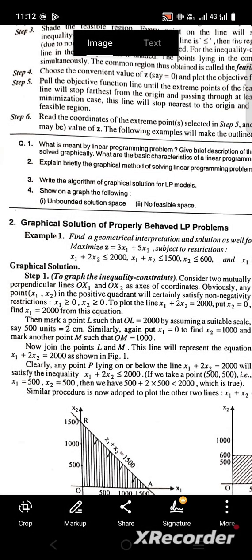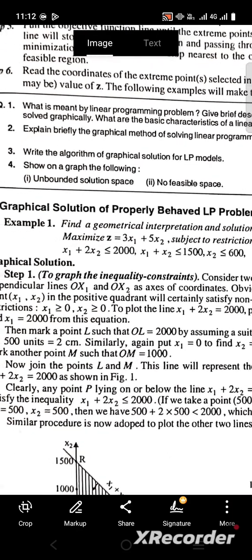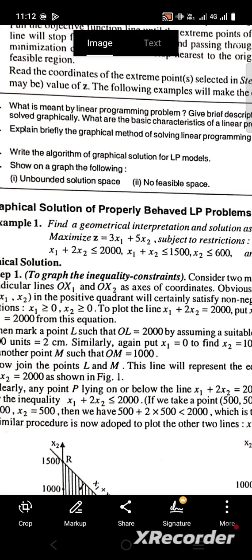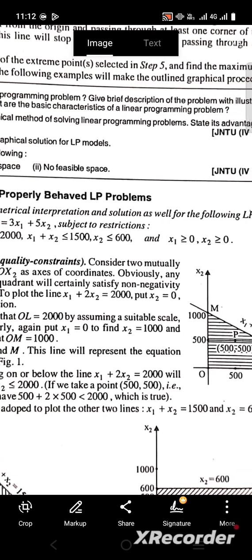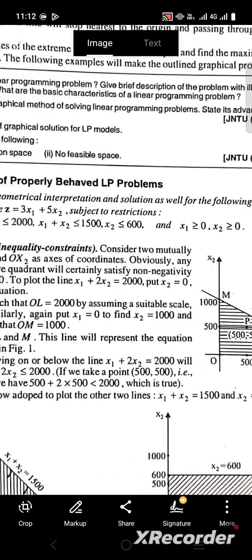Good morning. In the last lecture we saw the procedure of the graphical method for a linear programming problem with two decision variables, and in this lecture we see the procedure of the graphical solution of the linear programming problem with two decision variables through an example. Find the geometrical interpretation and solution of the following linear programming problem.